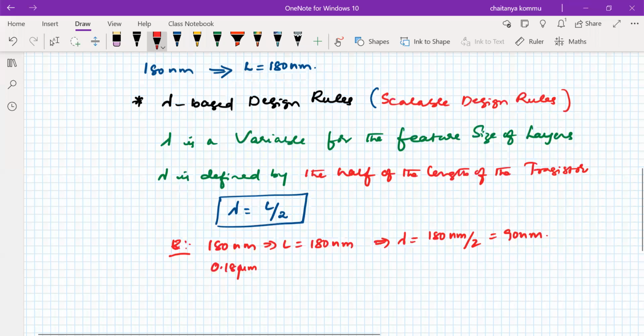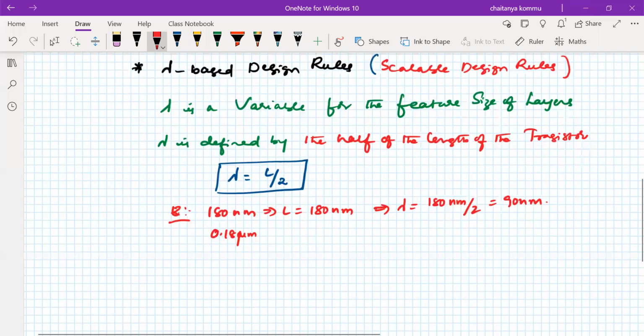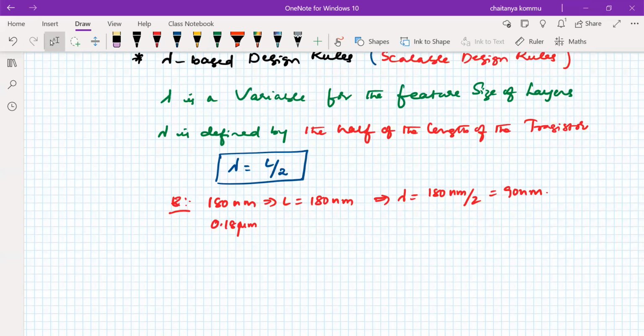So this is all about lambda-based design rules. Let us consider the lambda-based design rules for different things.